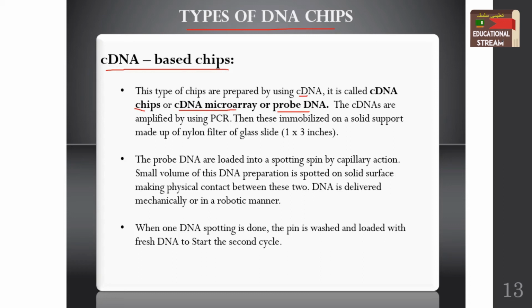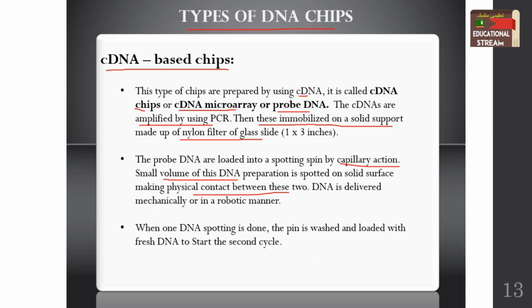In this case, the cDNAs are amplified by using PCR, and then these cDNAs are immobilized on the solid support, which is made up of either a nylon filter or a glass slide, which has a size of 1 into 3 inches. Then the labeled probe DNA is loaded into a spotting pin by capillary reaction. We provide a small volume of this DNA preparation which is spotted on the solid surface. It makes physical contact, and the DNA is delivered mechanically or in a robotic manner.